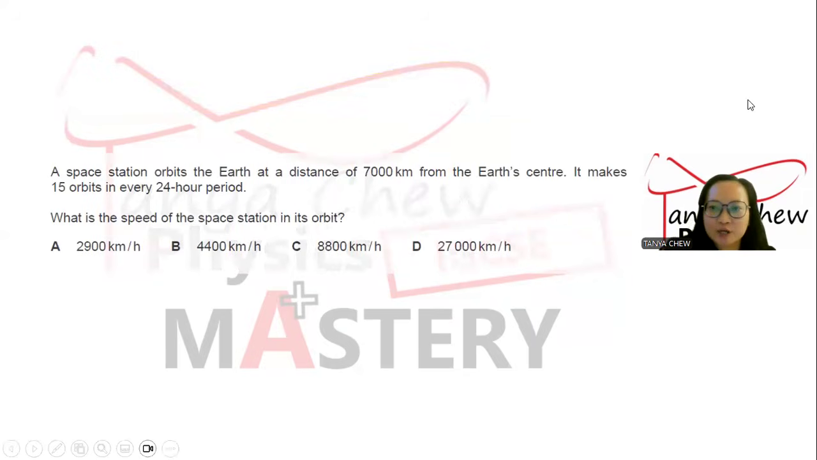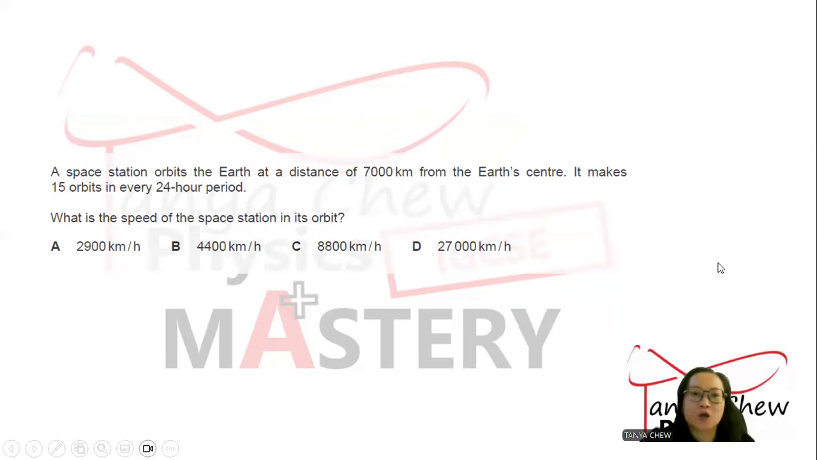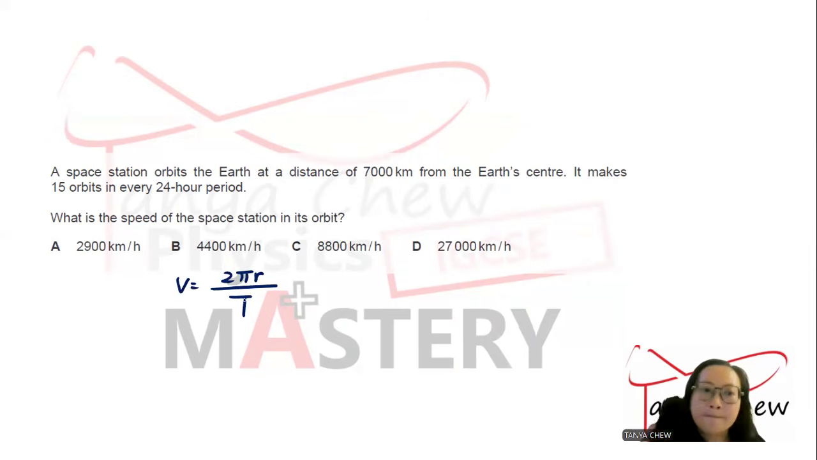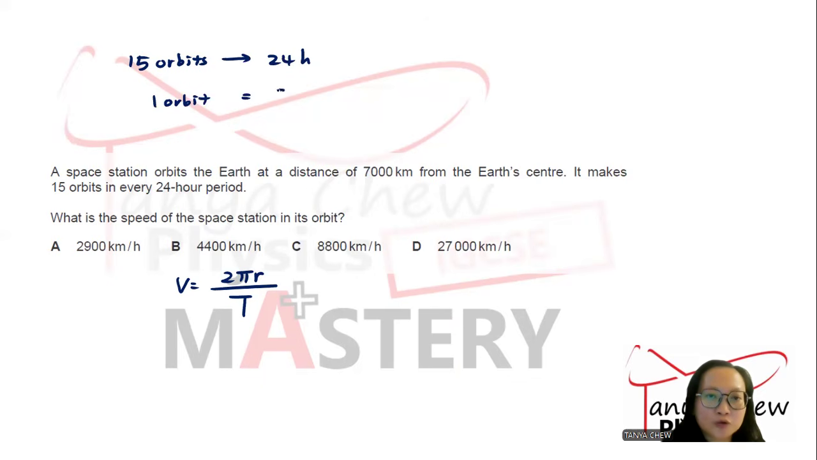A space station orbits Earth at a distance of 7,000 kilometers from the Earth's center. It takes 15 orbits in every 24-hour period. What is the speed of the space station in its orbit? I know v is equal to 2 pi r over period. Period is one orbit. So I have 15 orbits in 24 hours. I want only one orbit. So one orbit is equal to 24 divided by 15, which is equal to 1.6 hours.